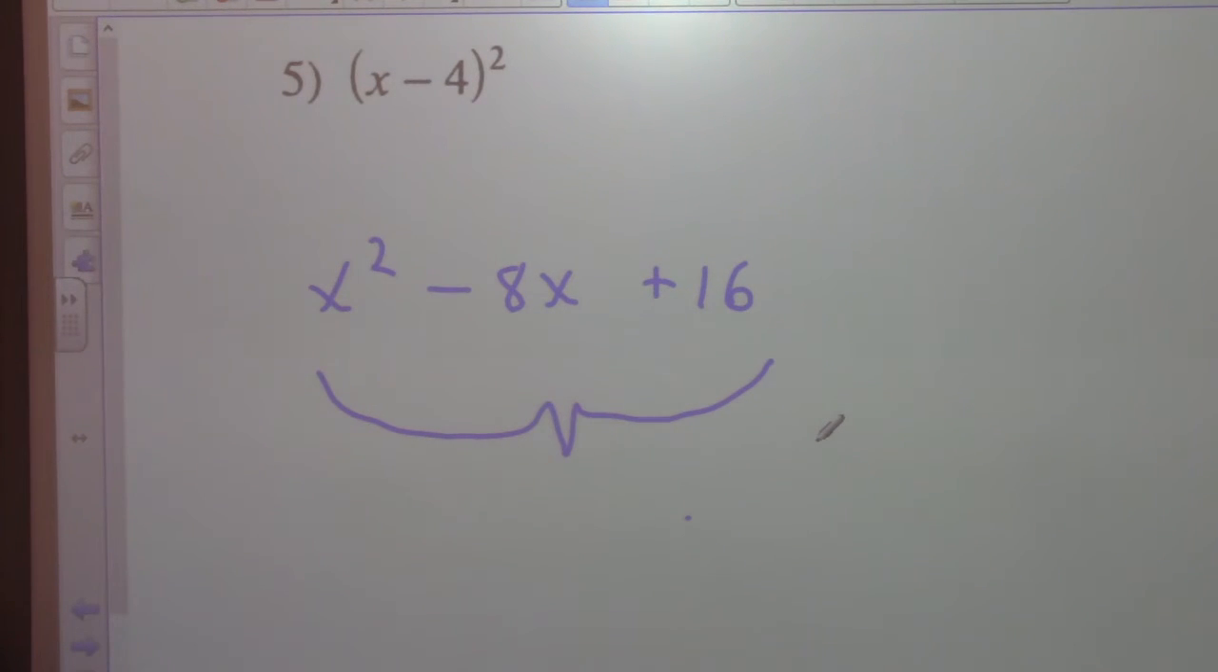Anybody here like shortcuts? You do? Well, most of you do. There is a really good shortcut for these binomial squares.